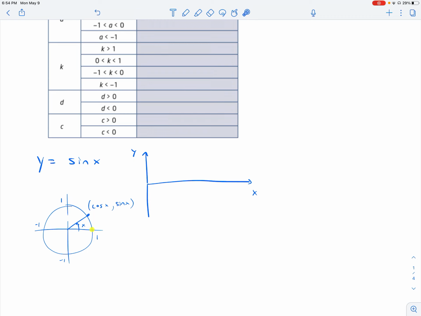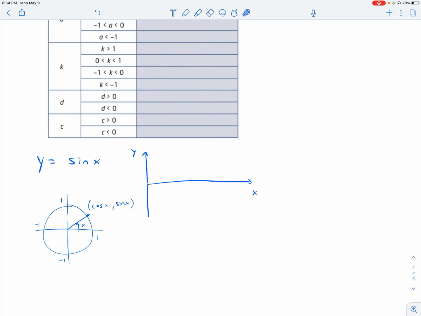As x begins at 0, the y value of this point is going to be 0. As we rotate, the y value is going to go up all the way to a maximum of 1. If we keep rotating past 90, it goes back to 0. If we keep rotating past 180, we now have negative values, and the lowest value is negative 1. If we keep rotating past 270, the y value on this ordered pair would eventually be 0.